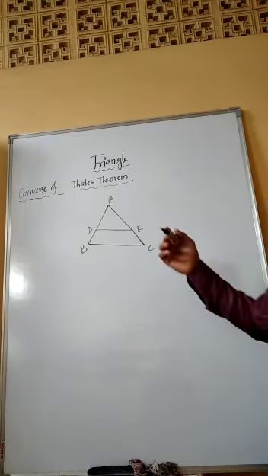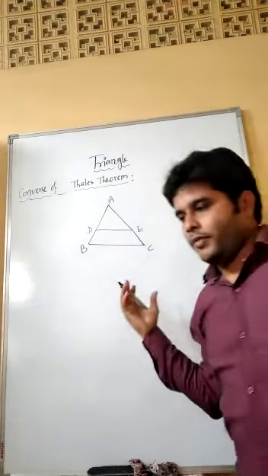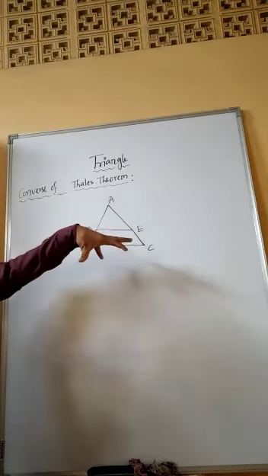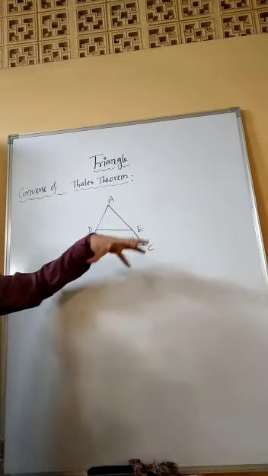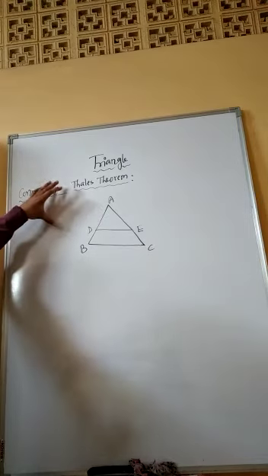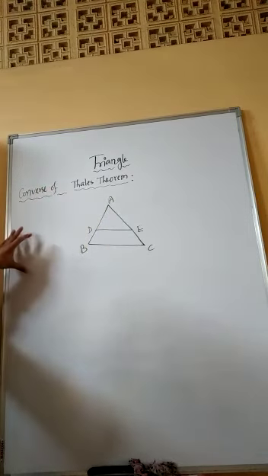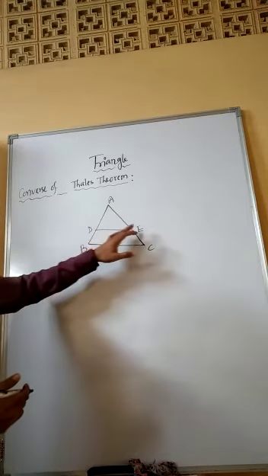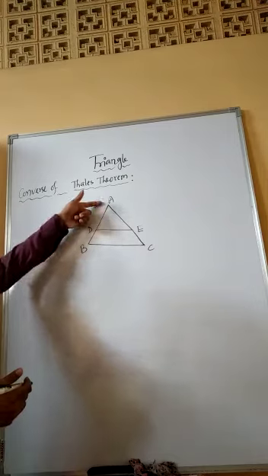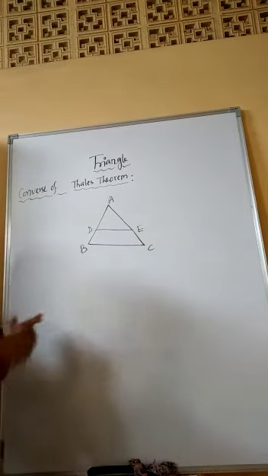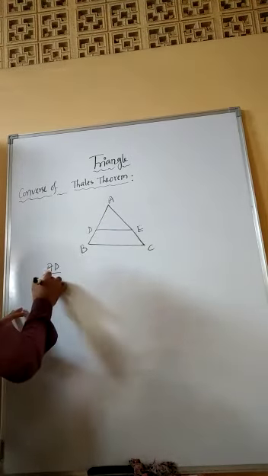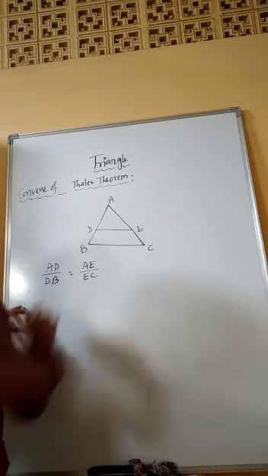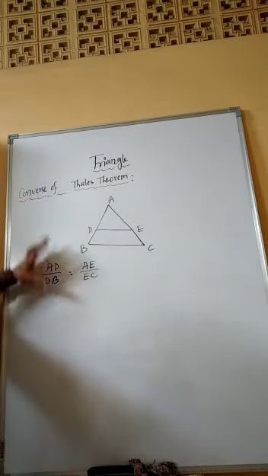So students, the next one is the converse of Thales' theorem. Converse means, in Thales' theorem we have proved that the ratios are equal. Now, in the converse of Thales' theorem, that portion is given. That means in a triangle ABC, if DE is a line which divides AB and AC in the same ratio, that means AD by DB and AE by EC, this portion is given.